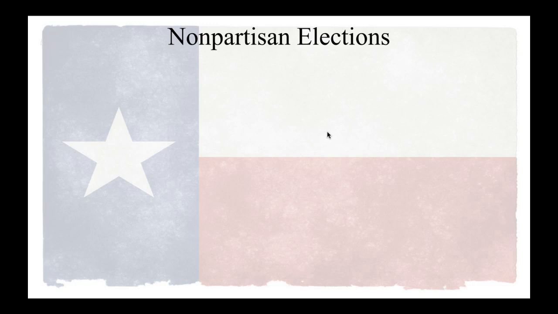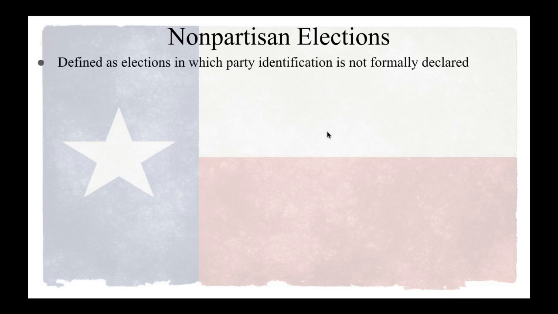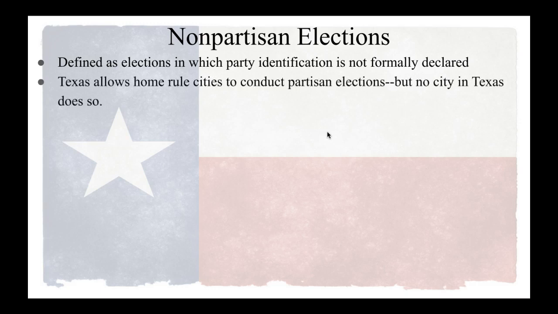One of the interesting aspects of municipal elections is this idea of a nonpartisan election. And a nonpartisan election is defined as an election in which party identification is not formally declared. So we don't actually run for city council as a Republican or as a Democrat. We just are on the ballot. Texas allows home rule cities to conduct partisan elections, but no city in Texas actually does so. And so this was a feature of the reform movement in the early 20th century, very similar to the progressive movement that I was talking about earlier.